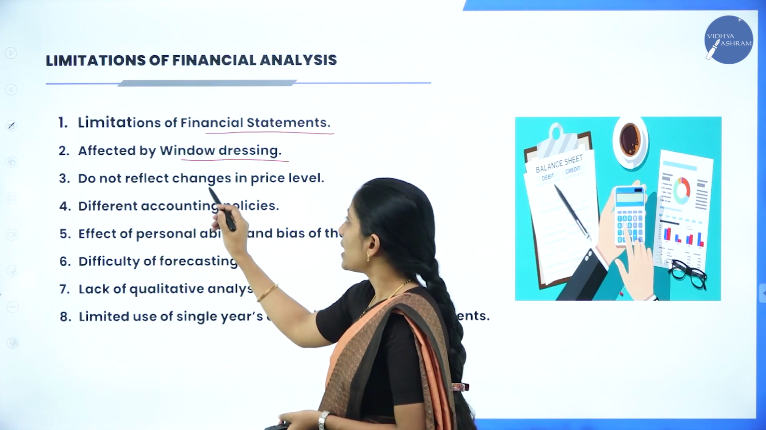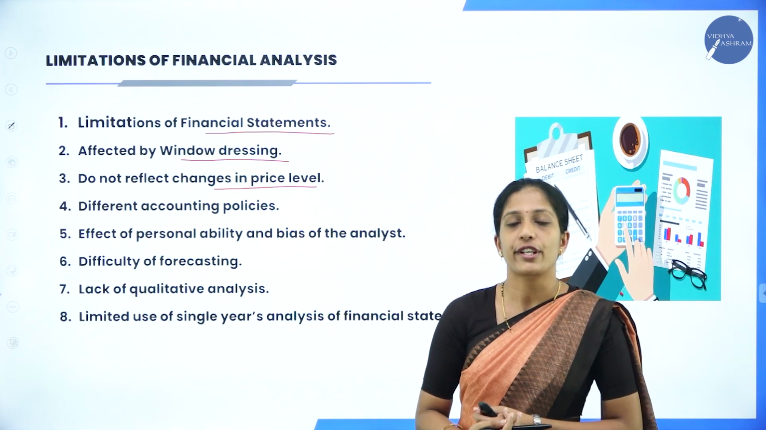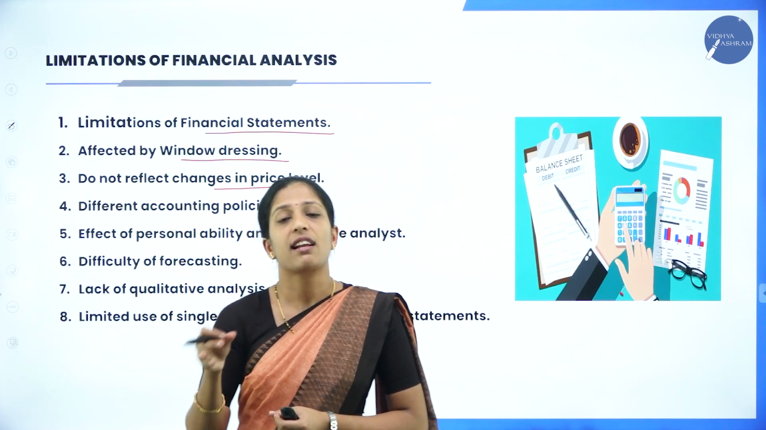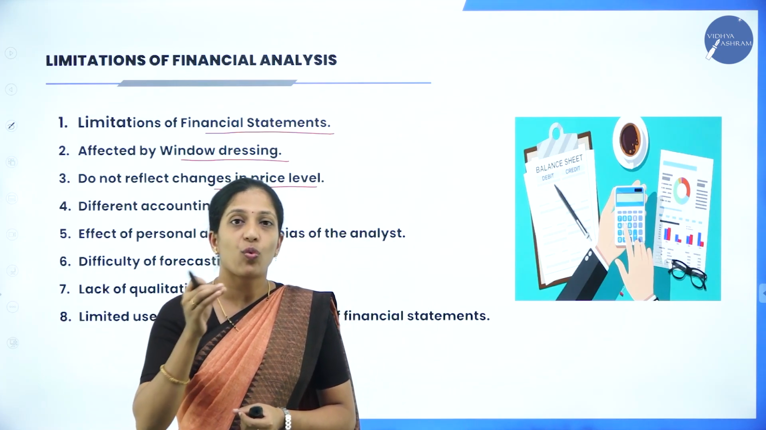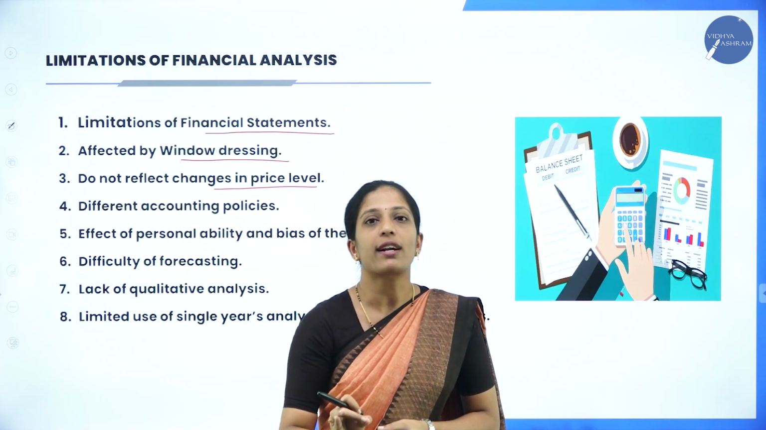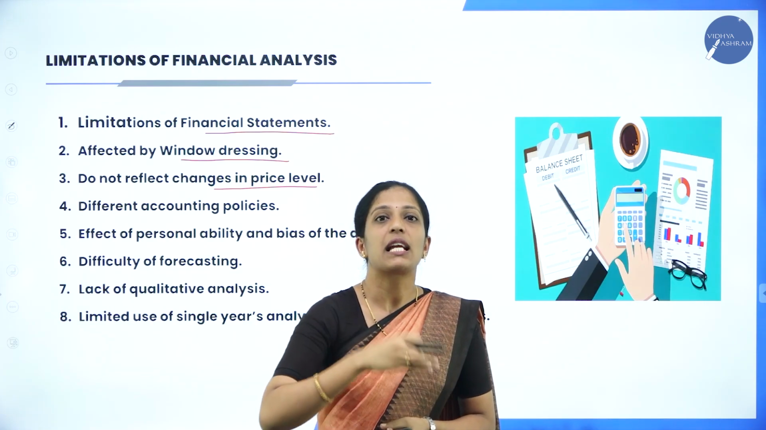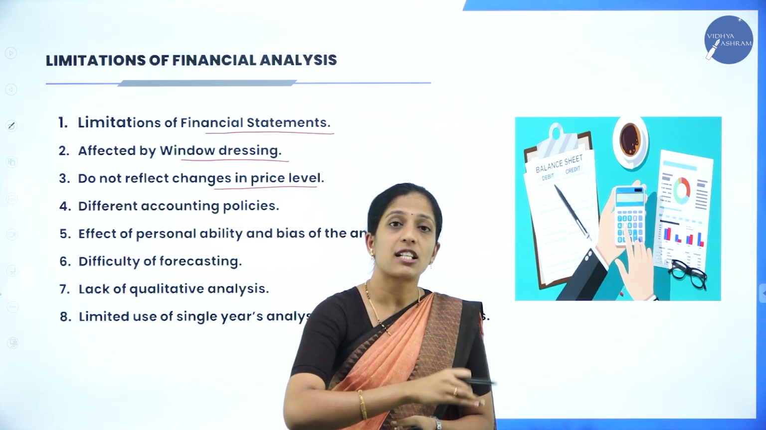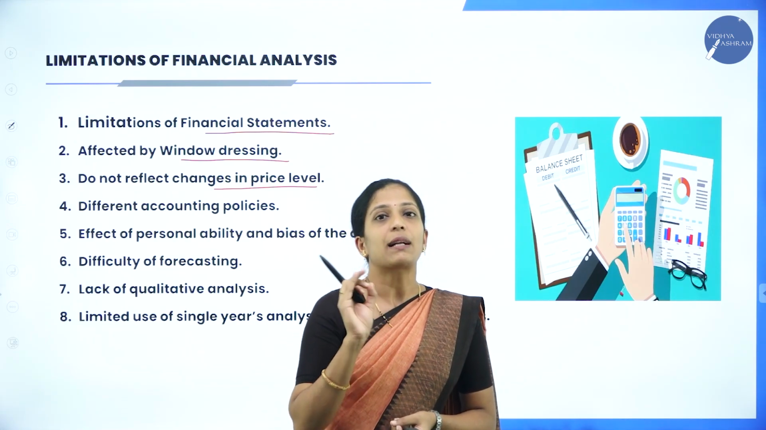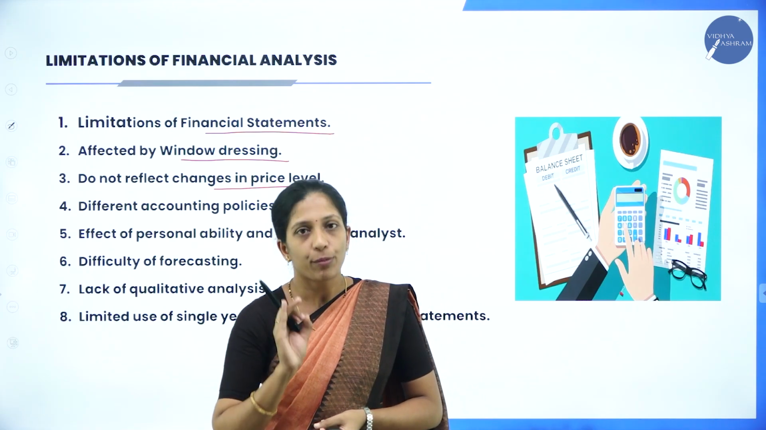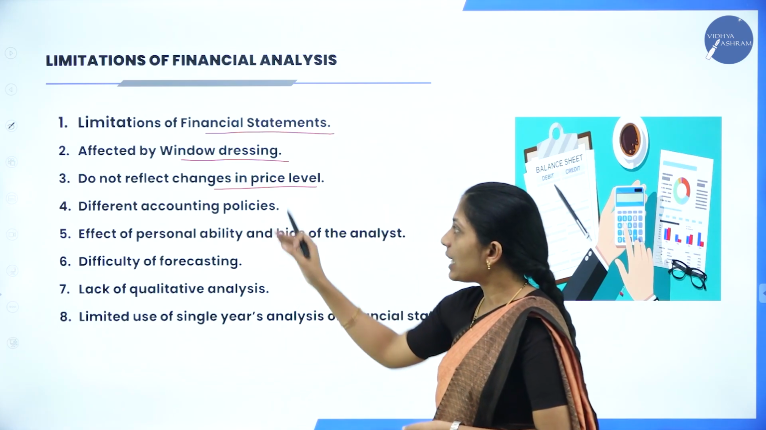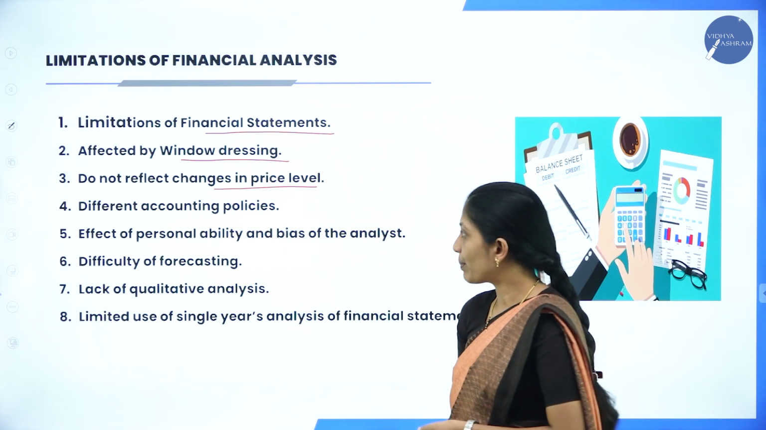Do not reflect changes in price level. This I have already told you. Suppose you take the previous year as well as current year financial statements and want to compare both, your exact comparison cannot happen, because the price level keeps on fluctuating. In the previous year it may be high or low when compared to the current year. So that exact price level will not be ascertained properly, and your comparison becomes difficult, as it is affected by changes in price level.